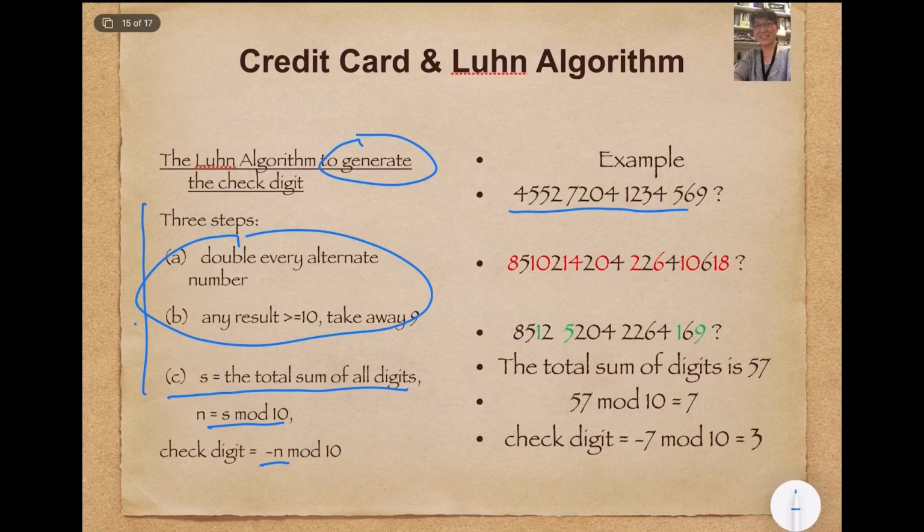As you can see here, the total sum is 57 and mod 10 is 7. Then minus 7 makes 3. Why is that? Because 10 take away 7 is 3. That value is consistent with what we worked out previously.